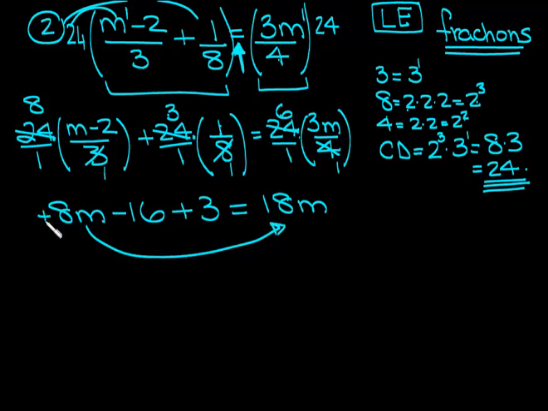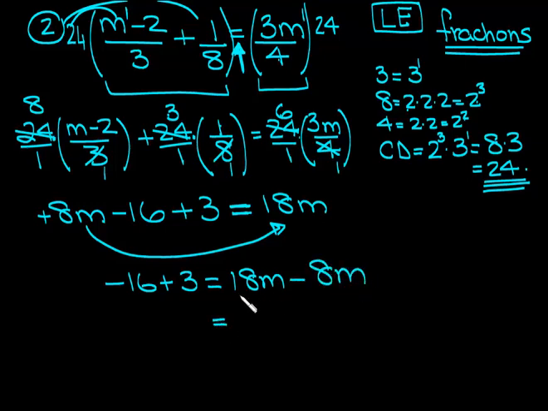So it's a positive 8m. When I move it, it'll become a negative 8m. Anytime you move things across the equality, you change the sign. So I get negative 16 plus 3, that stays on the left. I get 18m minus 8m. So on the right I can collect these terms.